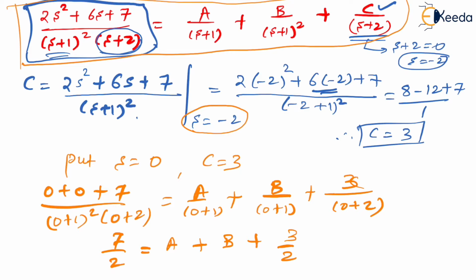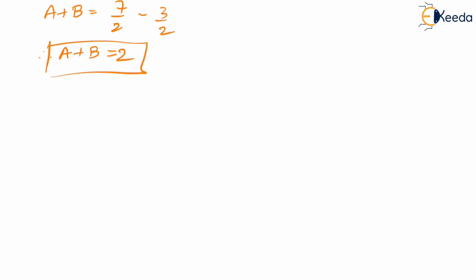Is that correct? Yes. So if I just keep A plus B on this side and shift this 3 by 2 to the other side, what I get is A plus B equal to 7 by 2 minus 3 by 2, right? Therefore, you get A plus B equal to 2. Let me call this equation 1. Now, you need another equation as well because unknowns are 2, right?